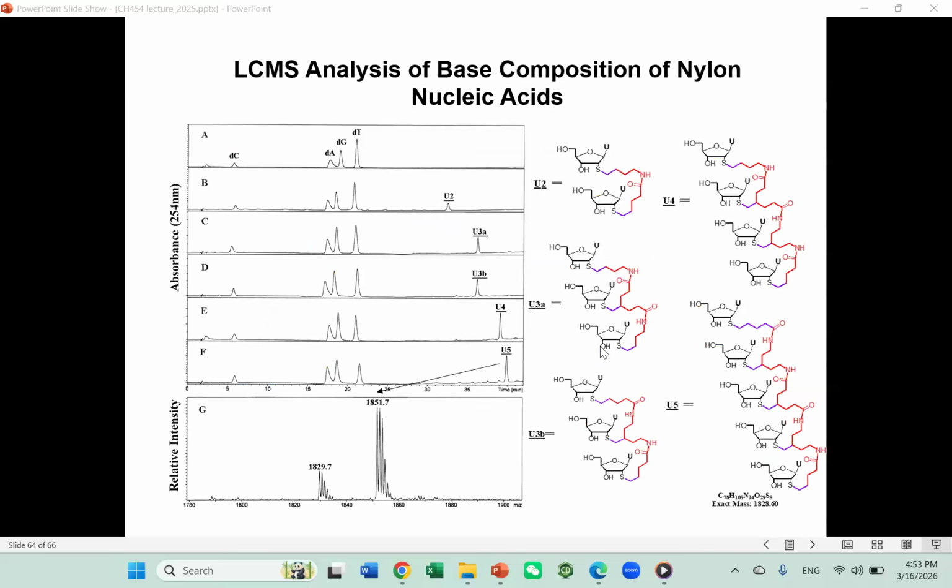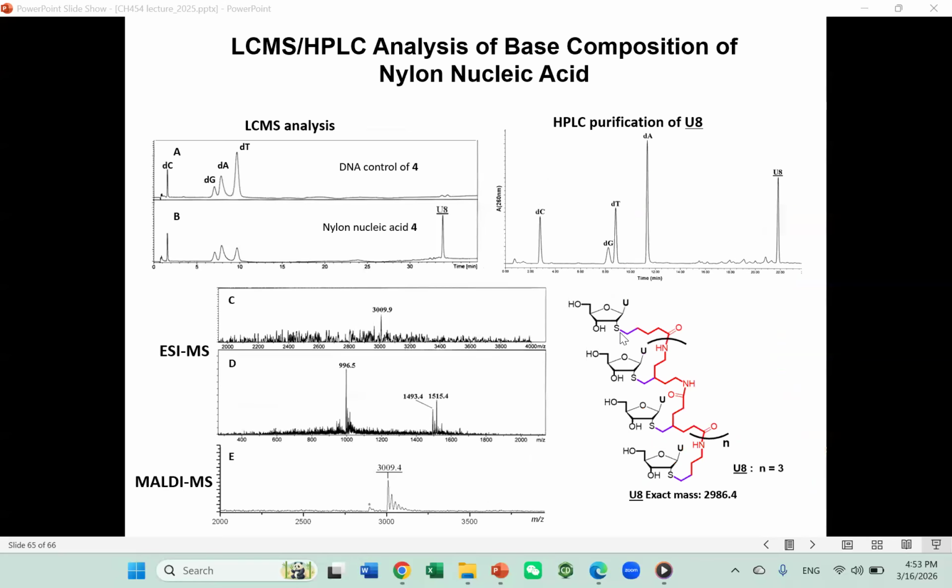Here are some examples. After digestion, I see those oligomers still connected by the 2' nylon bond. So that's another example.